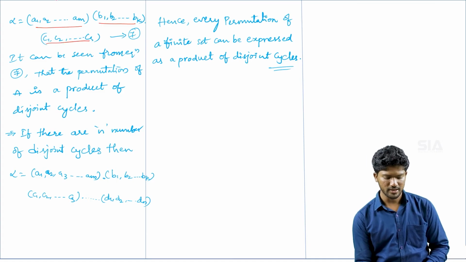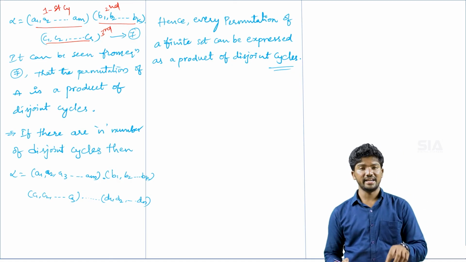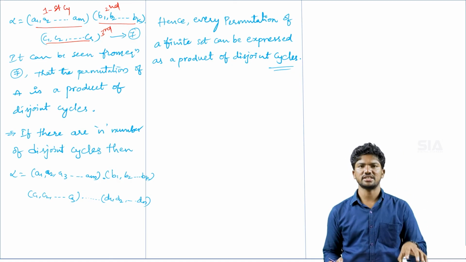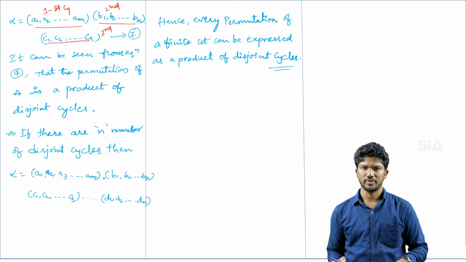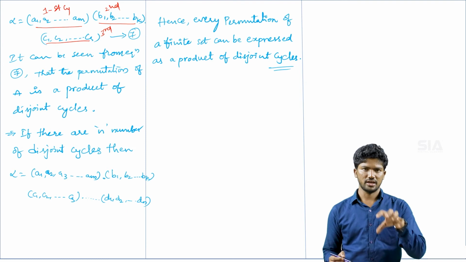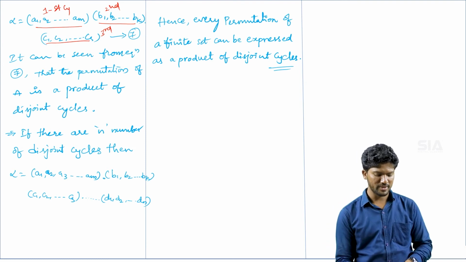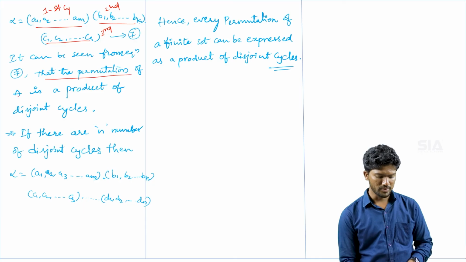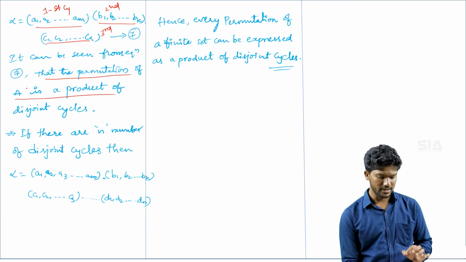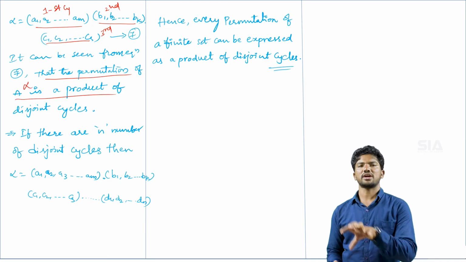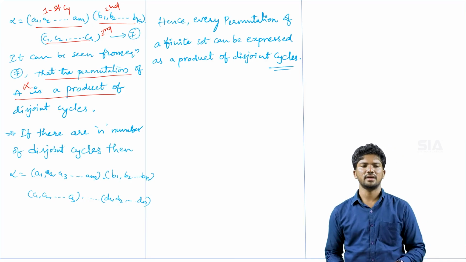This one is the first cycle, this one is the second cycle, and this one is the third cycle. Each and every cycle contains different elements. There is no repetition of the numbers, so you can say that there is no common element in them. So equation number 7 represents that. It can be seen from equation number 7 that the permutation of capital A, that is alpha, is a product of disjoint cycles.